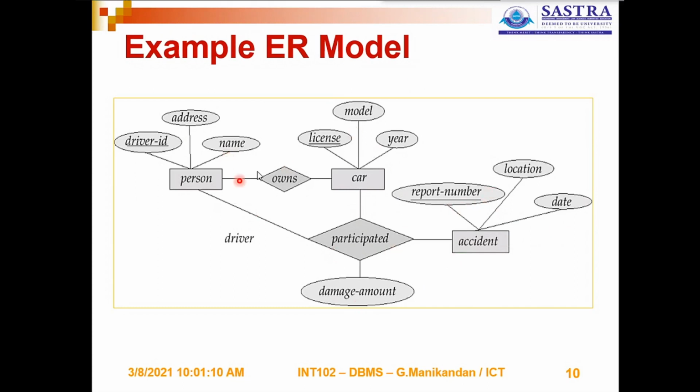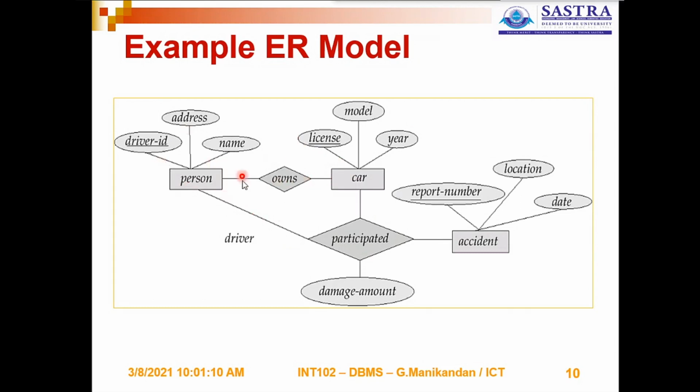If you see the diagram carefully, you are having three different notations. One is a square or a rectangle. Second one is the oval, and third one is the diamond shape. As of now, don't bother about this straight line, this underline and all. Basically, we are having three notations: a rectangle or a square, a diamond shaped symbol, and an oval.